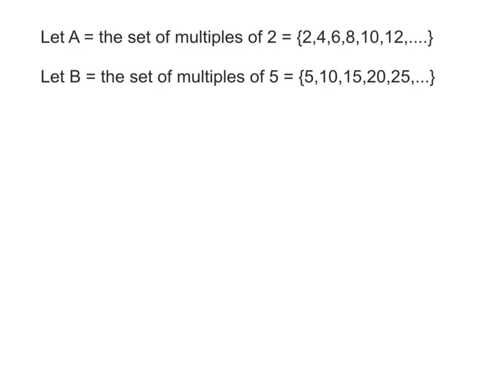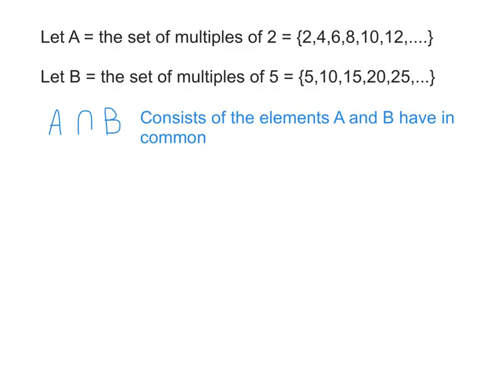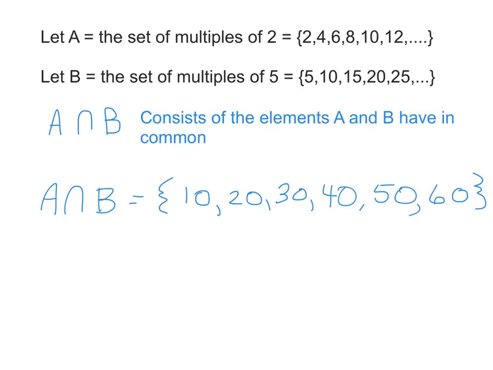Let A equal the set of multiples of 2. Let B equal the set of multiples of 5. In your notes, use words to describe A intersect B. Pause the video while you write. Now pause the video and find 6 elements that A and B have in common in their intersection. Here are 6 elements that are in common to A and B.